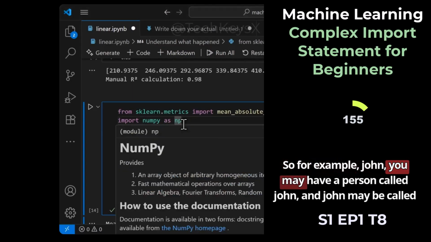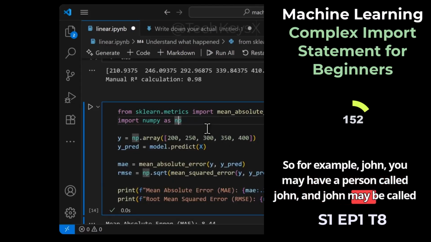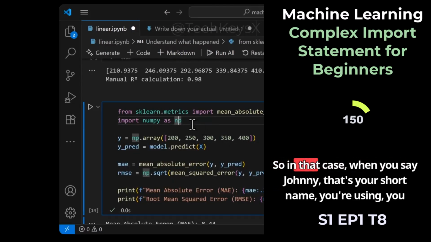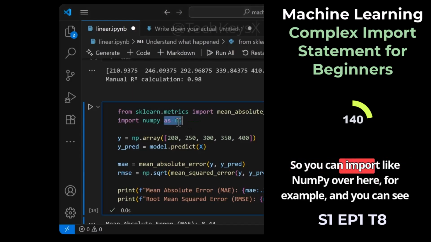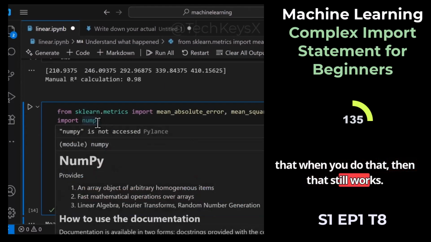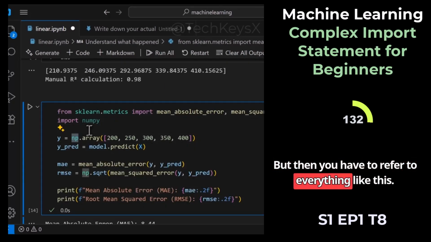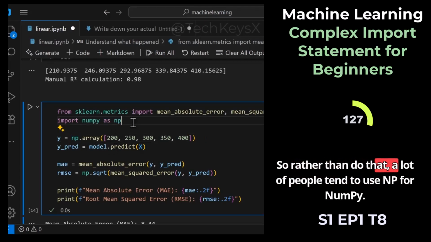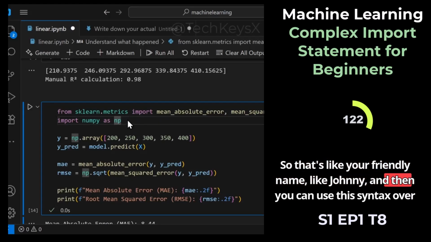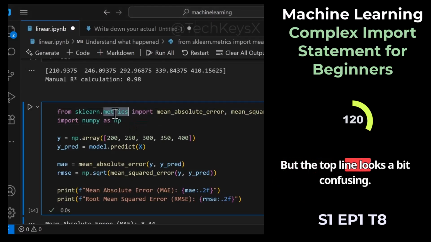For example, you may have a person called John, and John may be called by his friend Johnny. So when you say Johnny, that's the short name. Or you might just call him Jay, whatever it is, you call him by your preferred name. So you can import NumPy over here, and when you do that it still works, but then you have to refer to everything like this: numpy.array and so on. Rather than do that, a lot of people tend to use NP for NumPy. That's like your friendly name, like Johnny, and then you can use this syntax over here. But the top line looks a bit confusing.